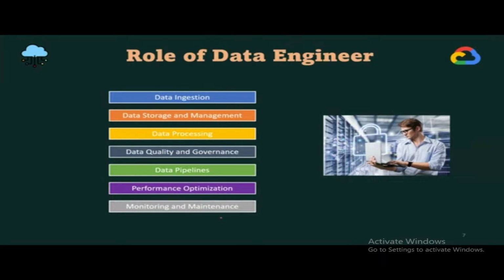So multiple data engineers work on these multiple activities day by day. On a daily basis, one will work on data ingestion, one on storage, one on processing, one on quality, one on creating the pipelines, one will focus on performance optimization, and one will handle maintenance and monitoring. So this many data engineers in a project work on different activities. If you get a chance to work on all of these areas, you are lucky, but most of the time it will never happen.